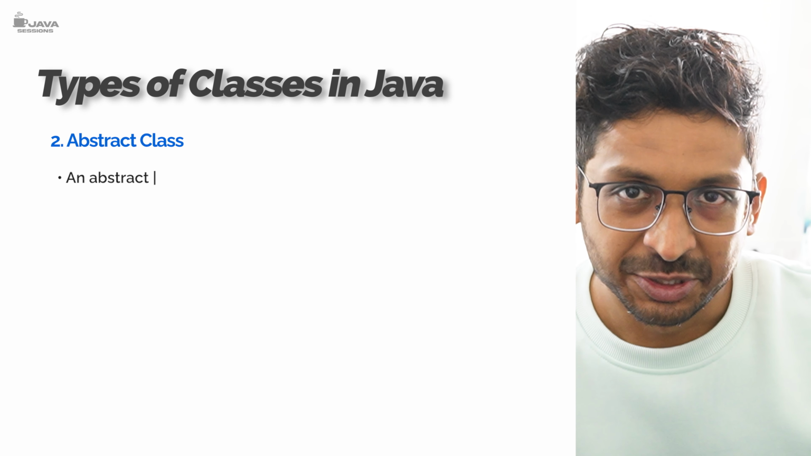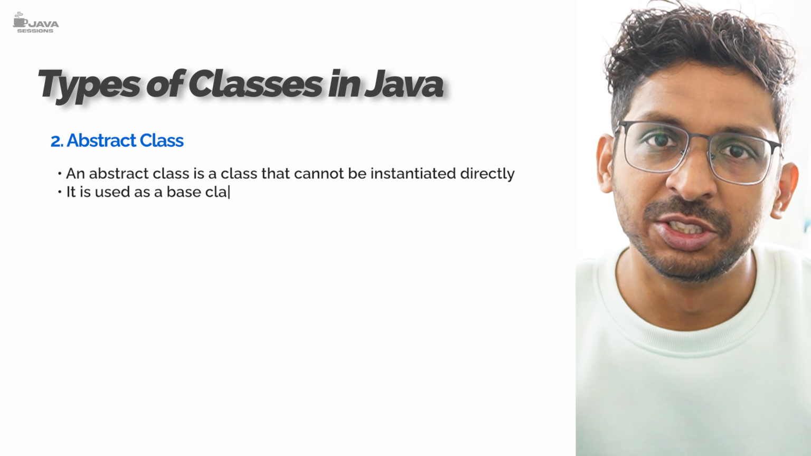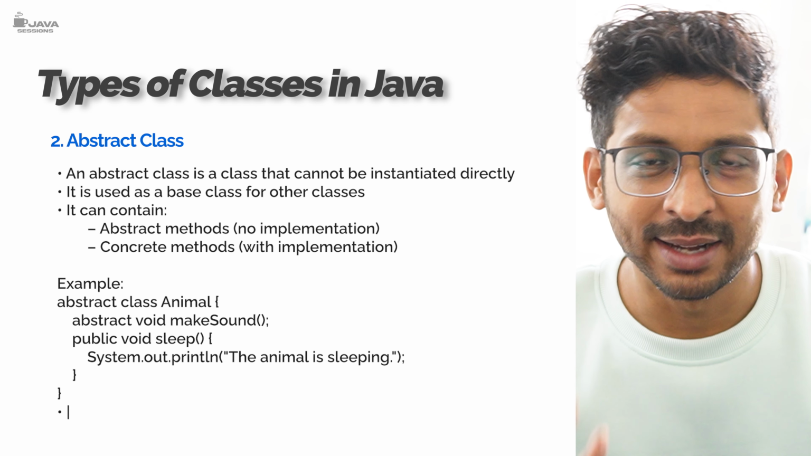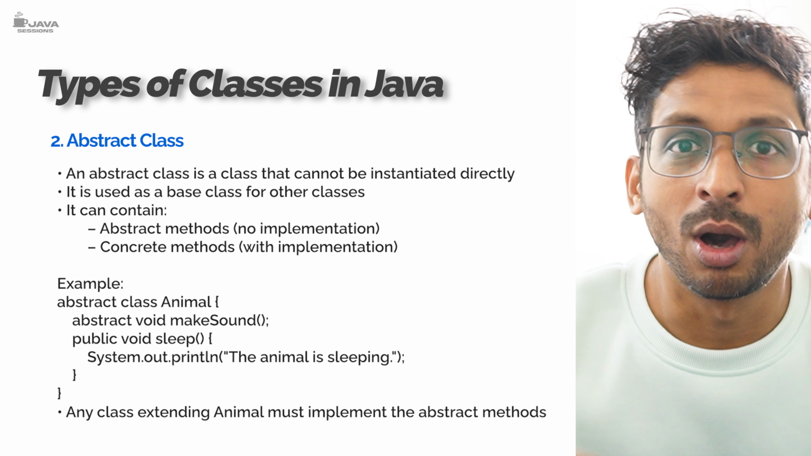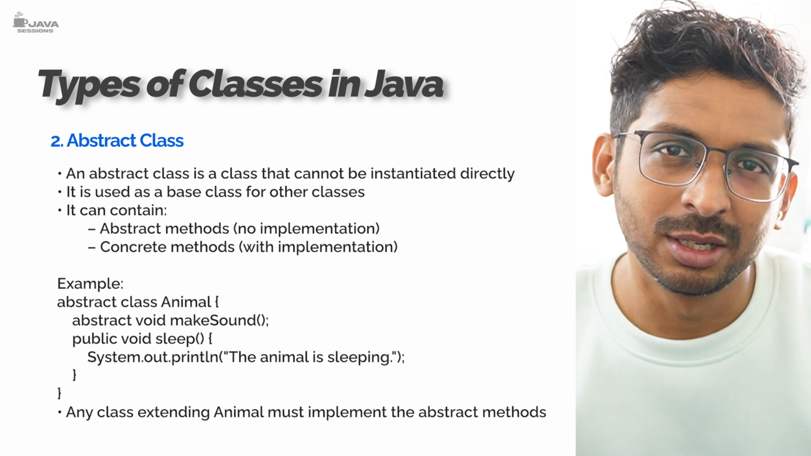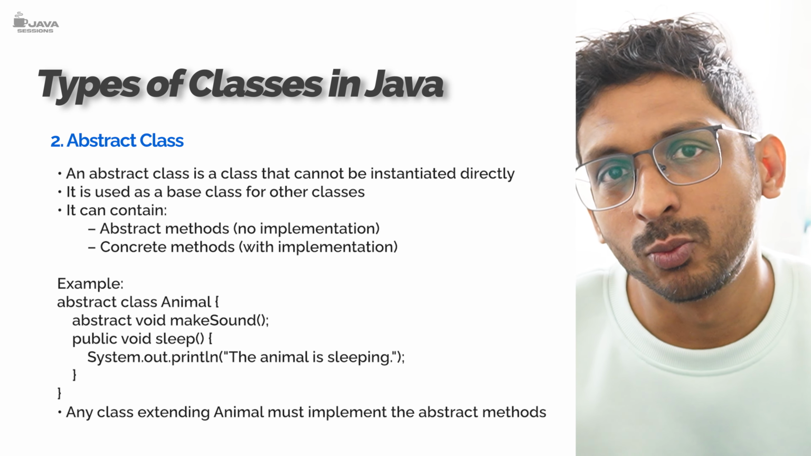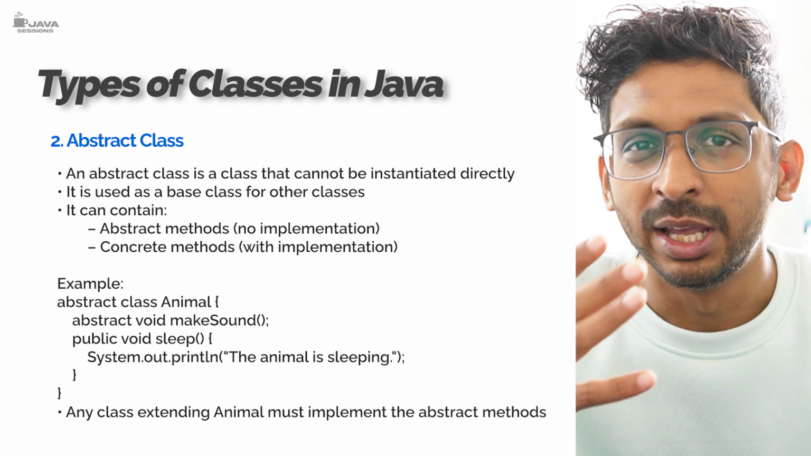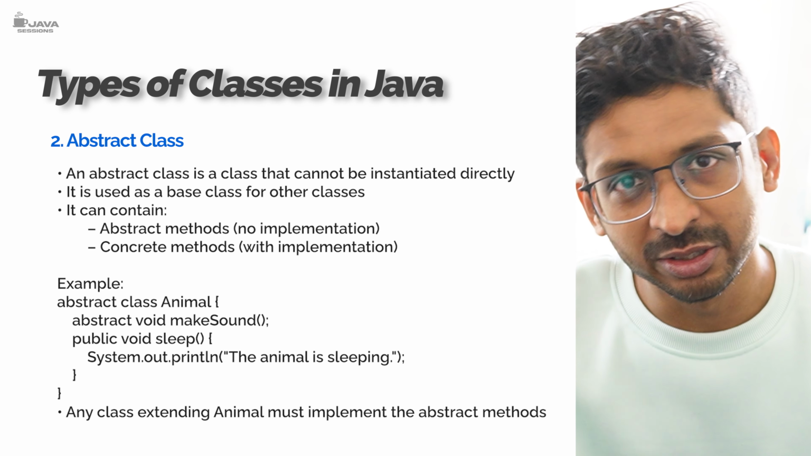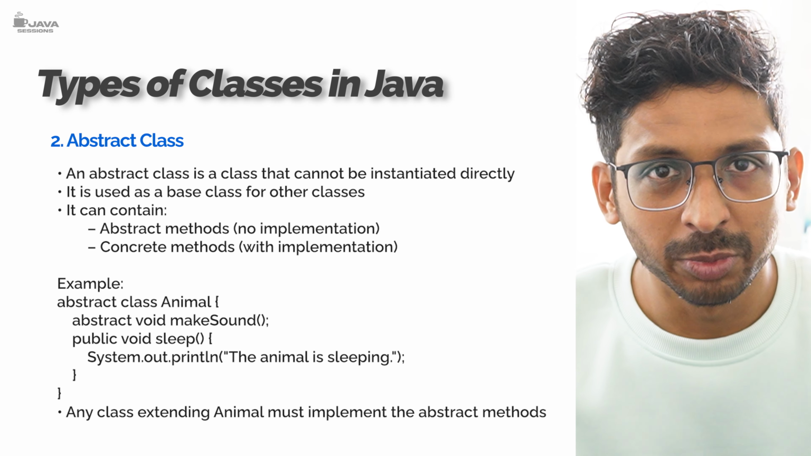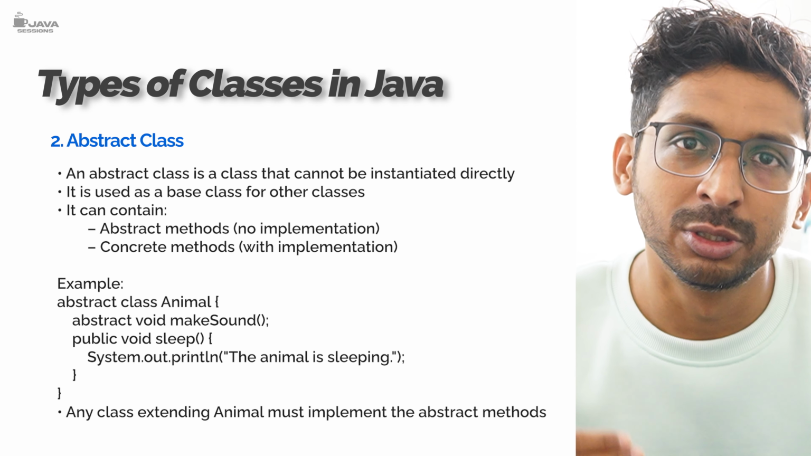Then comes an abstract class, which you cannot instantiate directly, that is, you cannot create objects for the abstract class. The purpose of this class is to act as a base class for other concrete classes. It can contain both abstract methods and concrete methods. Abstract methods are the ones which don't have any execution body. You just define the name of the method here, whereas concrete methods are something which have a functional body to them.